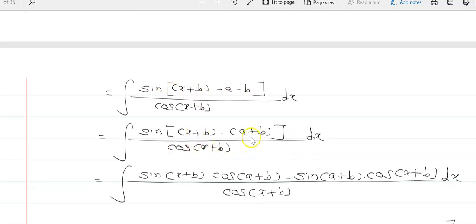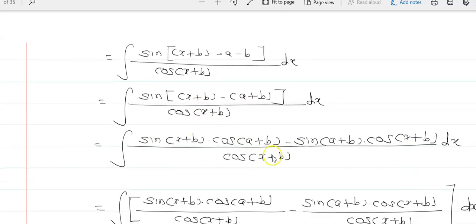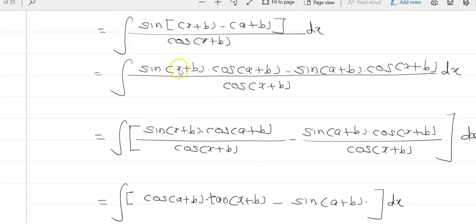Now expand this sin of a minus b. Sin of a minus b is sin a cos b minus cos a sin b upon cos of a plus b, and now here is a sin of x plus b upon cos of x plus b. It becomes tan of x plus b. Here is a cos of a plus b minus, now here is a sin of a plus b, and here is a into the cos of x plus b. These two terms get cancelled. You will get minus sin of a plus b dx.